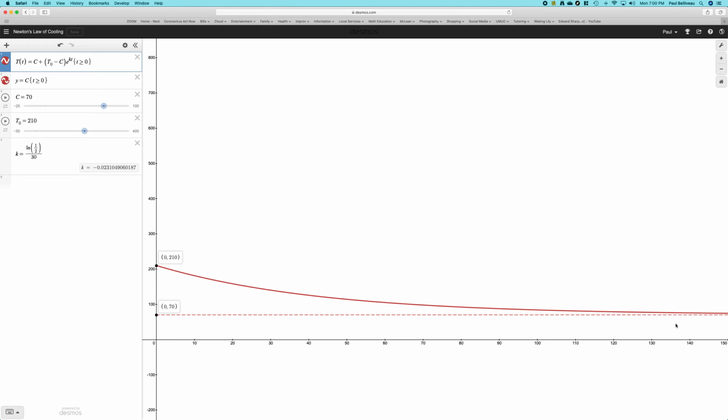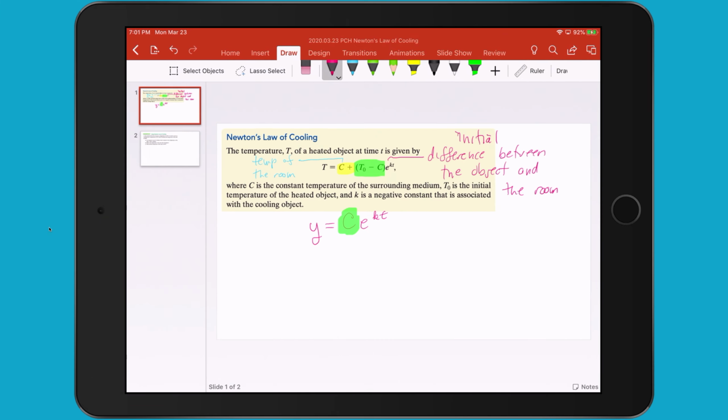But that's because these mathematical models, well, as I've said before, they work until they don't. And then the object is just sitting there at 70 degrees. But it's a great start. And it's brilliant of Isaac Newton to use this initial difference of temperatures as an initial amount and to use the room temperature as a horizontal asymptote. Nearly perfect model. Guy was really smart.